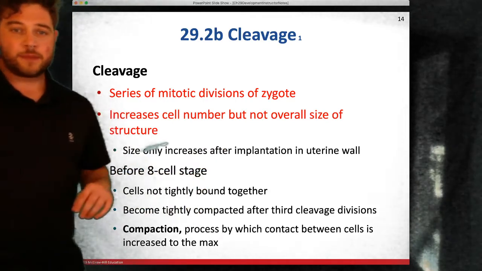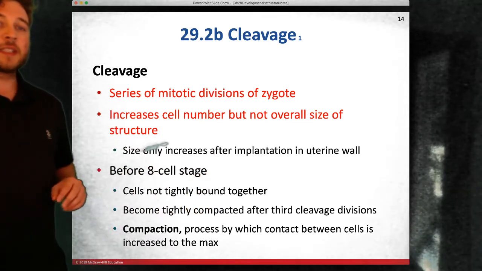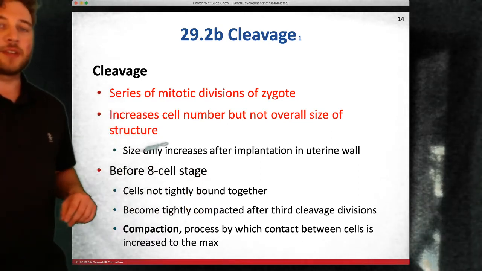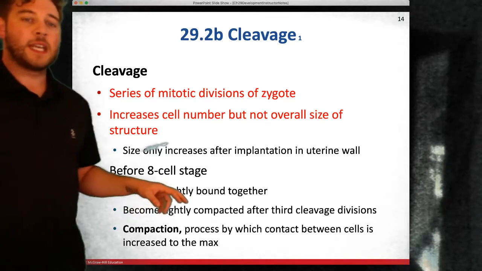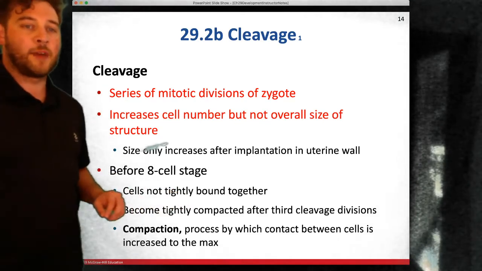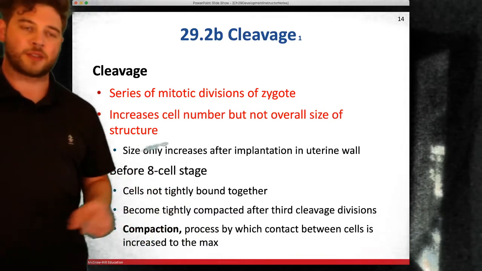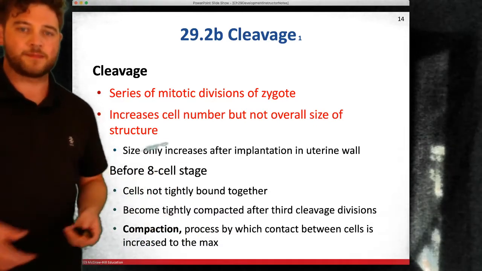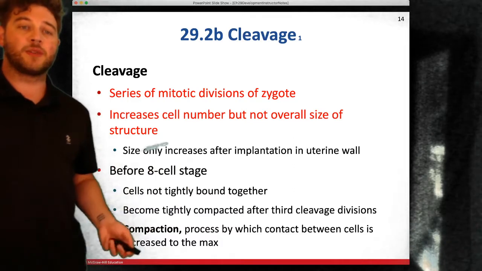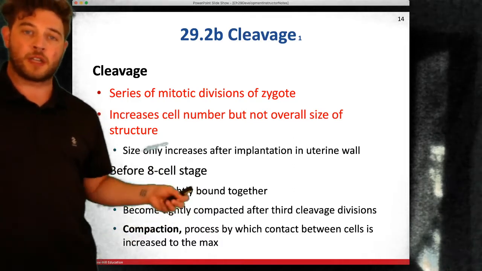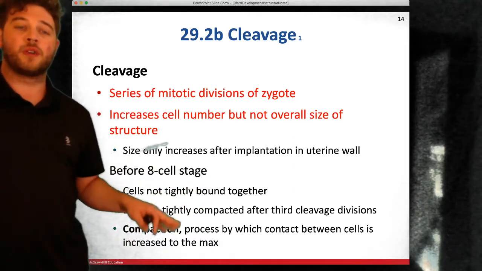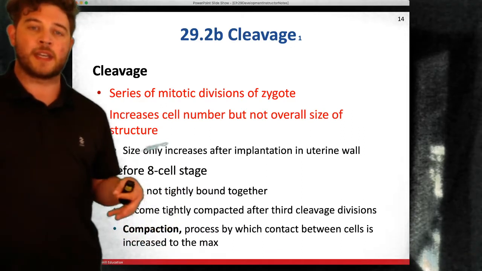It's only so large. Before the 8-cell stage, the cells are not tightly bound together. They become tightly compacted after the third cleavage division. Compaction is the process by which contact between the cells is increased to the max, so they're literally just being pushed together. What does hold these cells together, not tightly bound but kind of interwoven, as they divide is fascia.